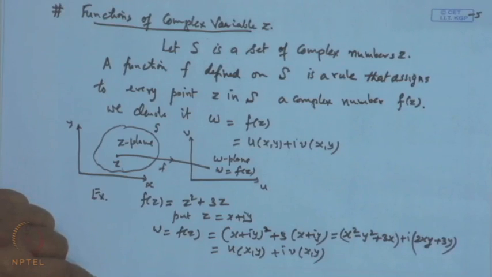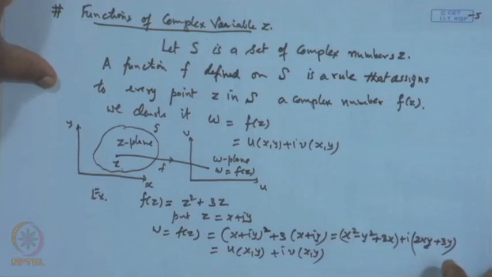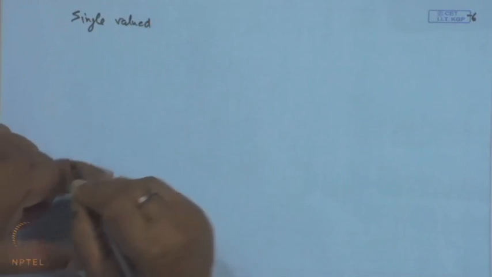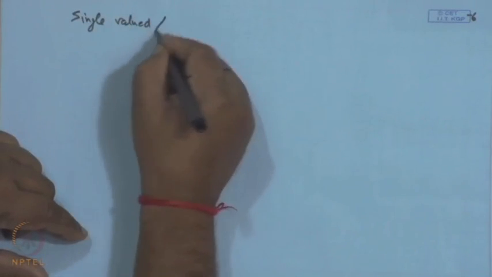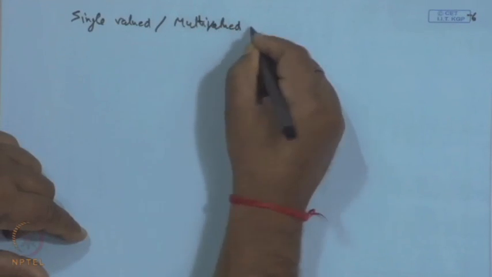So, this gives you a function. The domain of definition of the function f is the same as we define in case of real, that the set of those points where the function is well defined is said to be the domain of definition. Now, in case of real, we are looking at the single variable case, single valued functions only, but in case of complex we also get multivalued functions. So, we divide into single valued and multivalued functions.